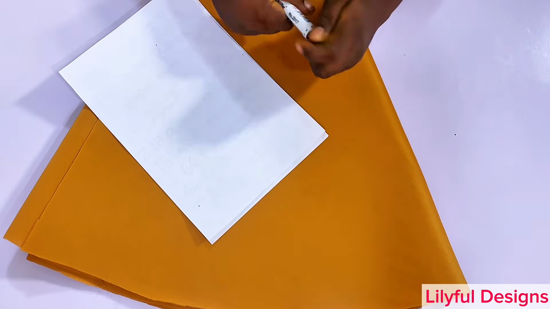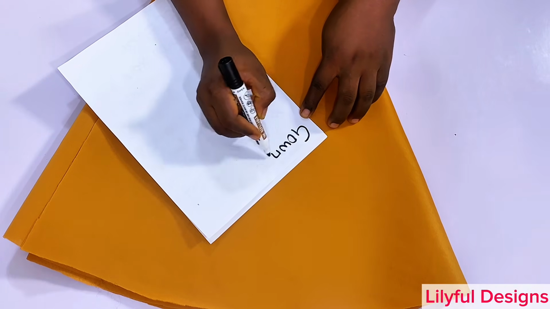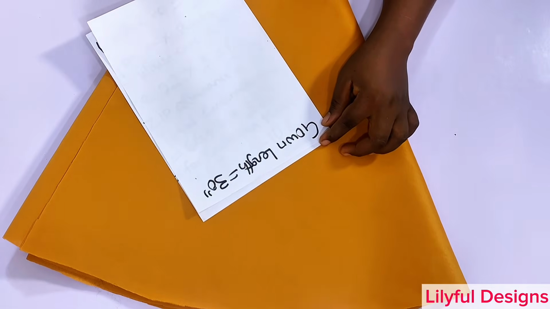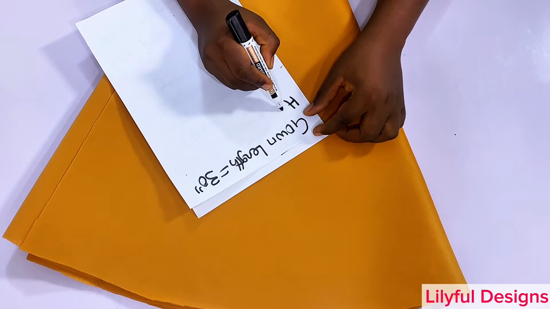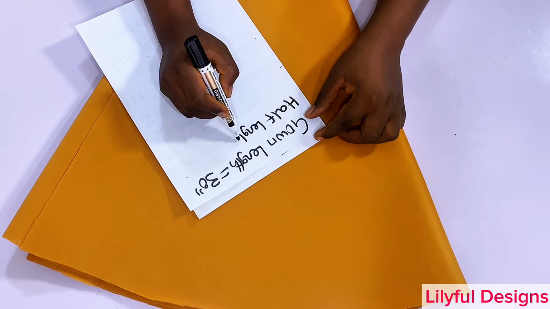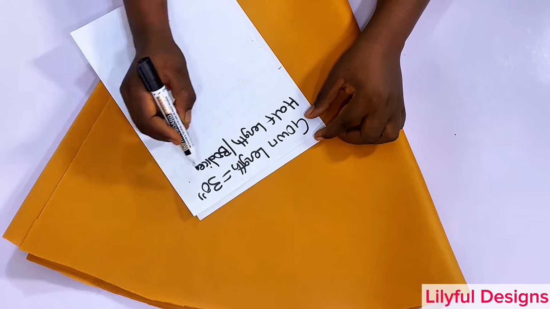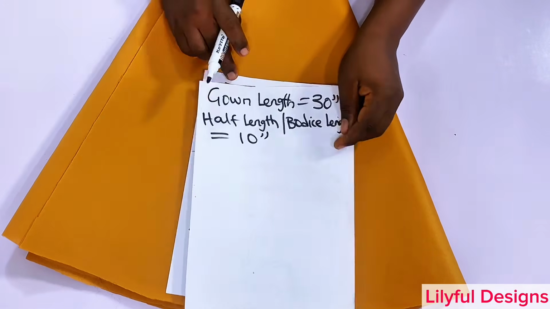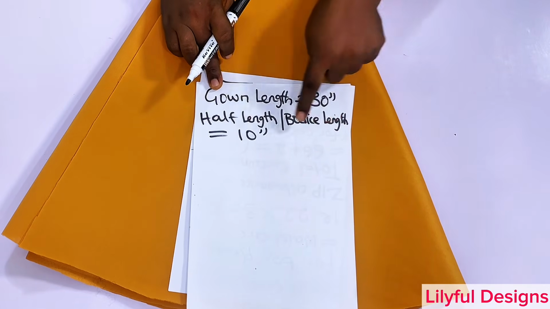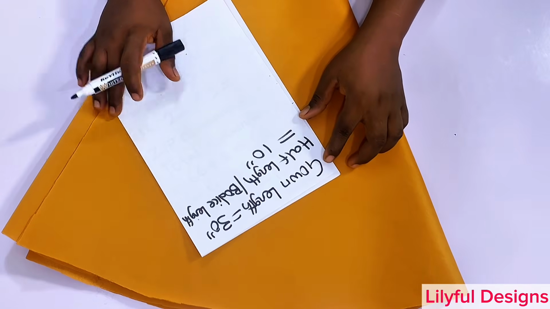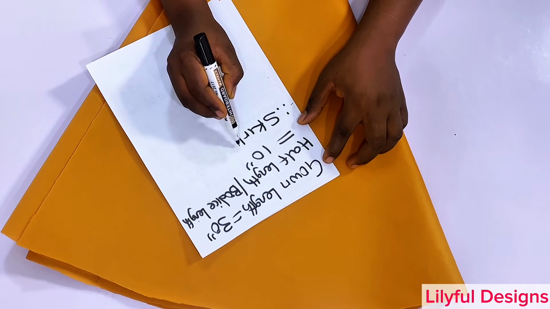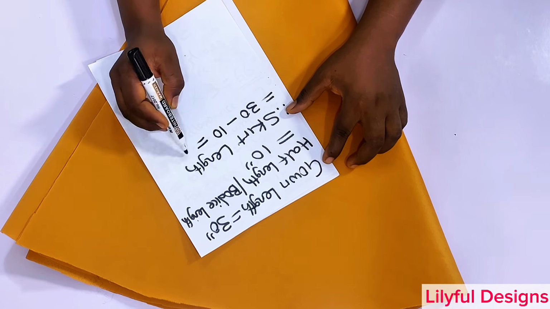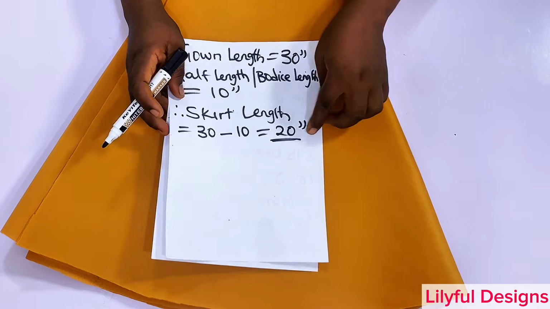So we'll move to the second one, which is the gown length. Our gown length is 30 inches. That is from the nape of the shoulder to below the knee is 30 inches. And the half length or the bodice length I'm working with is 10 inches. When I take away the 10 inches from the gown length, I'll be left with 20 inches. So 20 inches now is my skirt length without the hemming allowance and without the joining allowance at the waist part to the upper part. So 20 inches is the actual length.